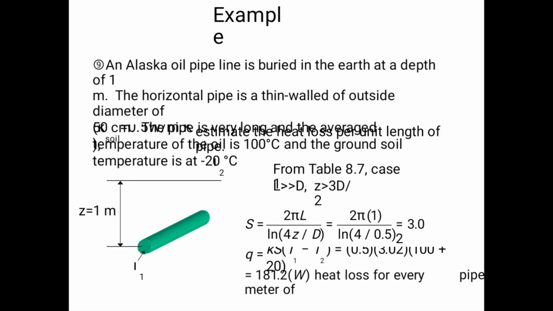We can see the diagram from the table in the HMT data book. We can take the formula S equals 2 pi L divided by ln of 4Z by D. Then the value of L is equal to 1 and Z is equal to 1. Sorry, D is equal to 0.5. The value is 181.2 watts.